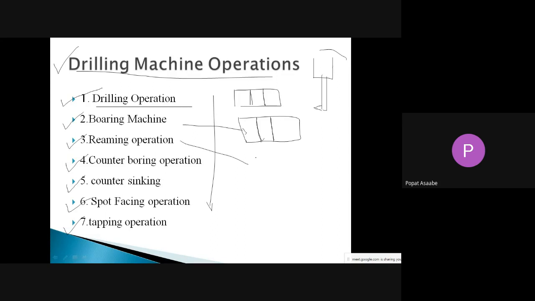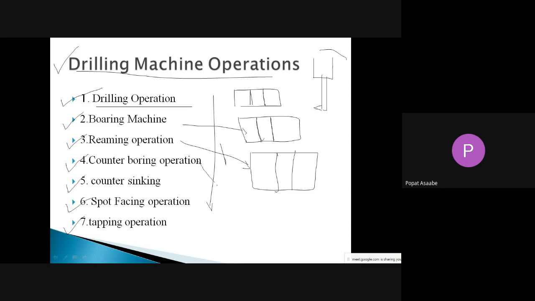Then reaming operation is the operation in which we can do surface finishing of an existing hole. Again a similar process: insert the workpiece, the hole is already produced, and suppose we want to do internal finishing of that hole, meaning we want to remove a small amount of material from that existing hole. That time we can use the reaming operation. With the help of the reaming operation we can finish the surface of that existing hole, and in that operation we use a tool called the reamer.